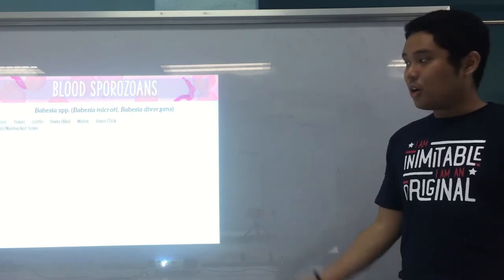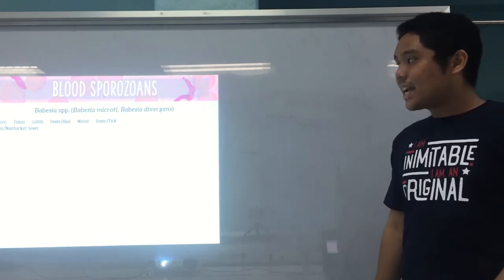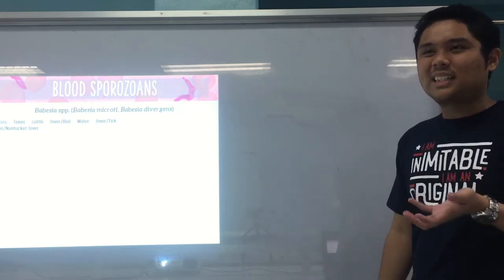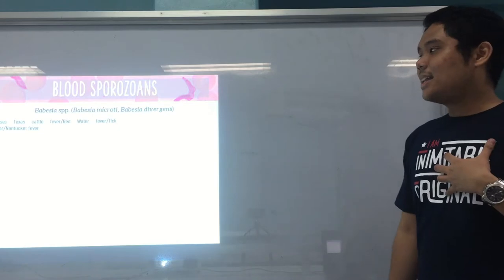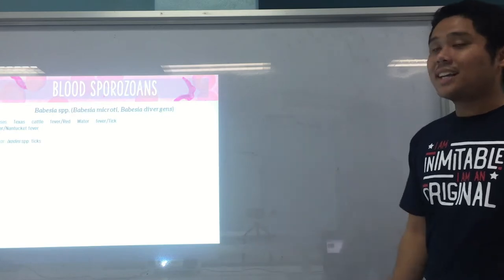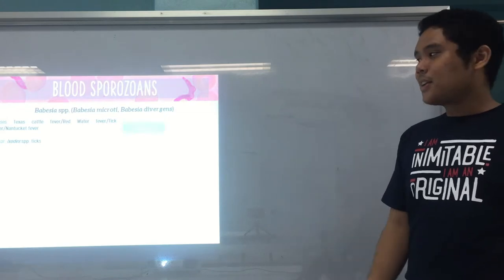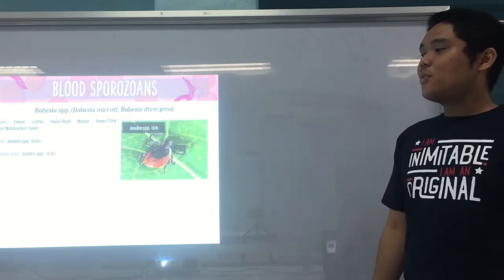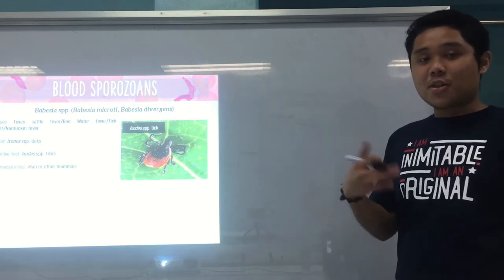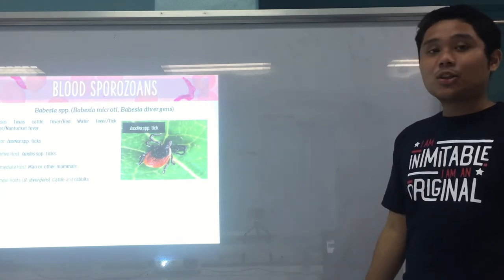It causes Texas cattle fever, red water fever, and tick fever or Nantucket fever, because the ticks are normally found in Nantucket Island in the US. The vector is Ixodes spp., the deer ticks usually. This is a tick. The definitive host is your vector, the Ixodes spp. ticks. The intermediate host is man or other mammals. The reservoir hosts for Babesia divergens are cattle and rabbits.